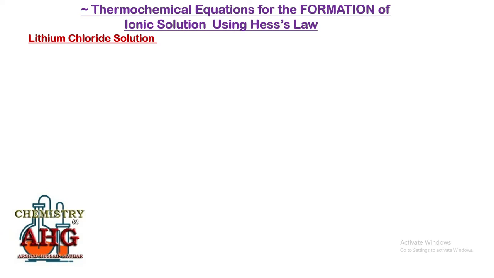Number two, lattice enthalpy, if we are using some ionic compound, and if we are using some covalent compound, then we will use bond enthalpy. And number three, hydration enthalpy. So there are three types of enthalpy changes that we use while writing thermochemical equations for the formation of ionic solution. Number one, enthalpy change of solution. Number two, hydration enthalpy. Number three, lattice enthalpy if ionic compound, and bond enthalpy if covalent compound.